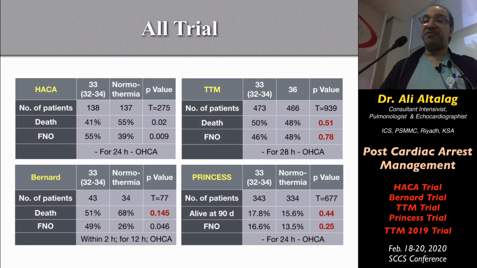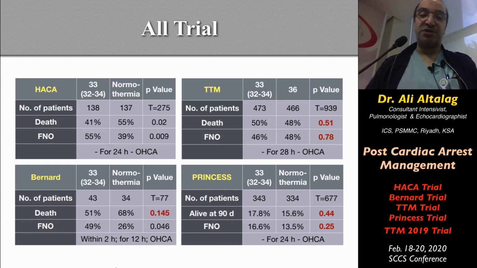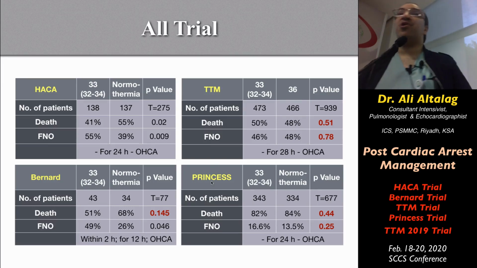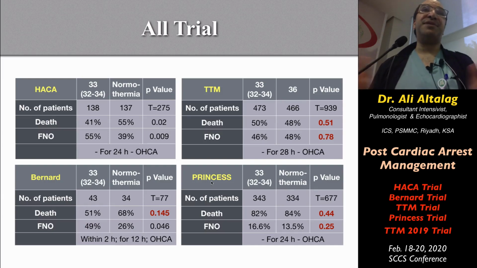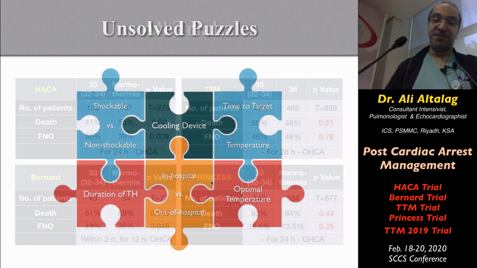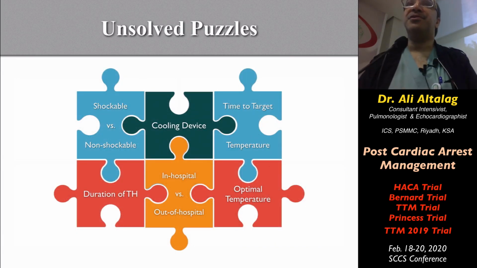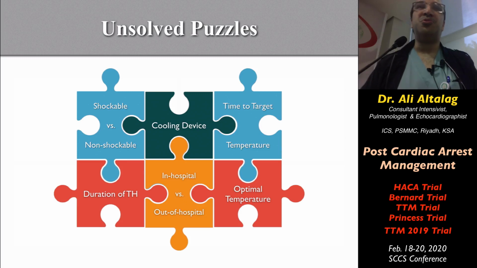And these are the 4 studies that I've spoken about put together. As you see, the HACA, the Bernard, the TTM, and the PRINCESS trials. All of these studies are landmark studies. And I think this slide is really useful. So let's go back to our puzzle. So what did we do? Did we do anything good?